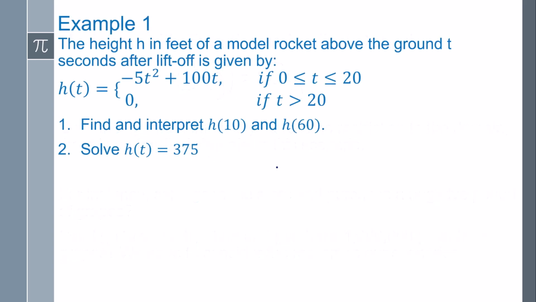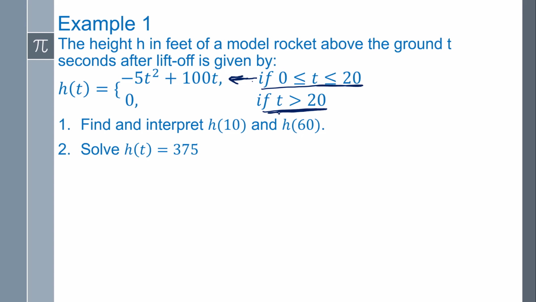So let's look at this example here. The height, h, in feet of a model rocket above the ground in t seconds after liftoff is given in this scenario. Now, we probably haven't seen a function like this before. We call this a piecewise function. It allows us to break up the function into multiple parts based on a given domain, so the x values that I want to pick. This function would be true if my domain is between 0 and 20. This function is true if it's greater than 20.